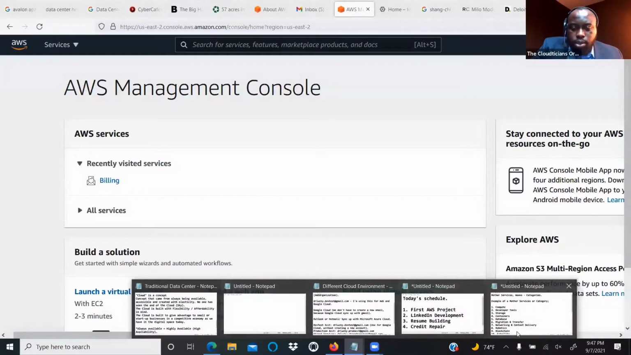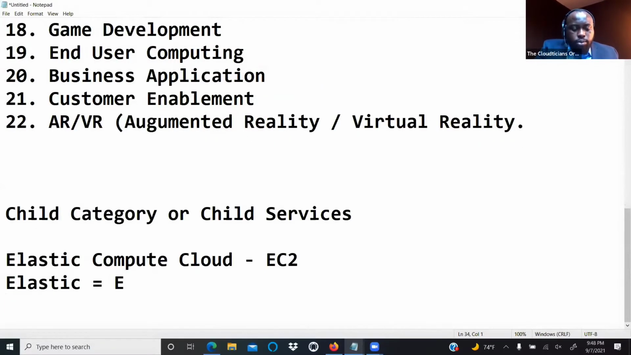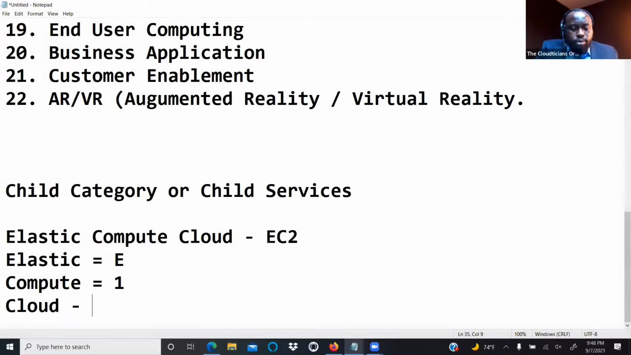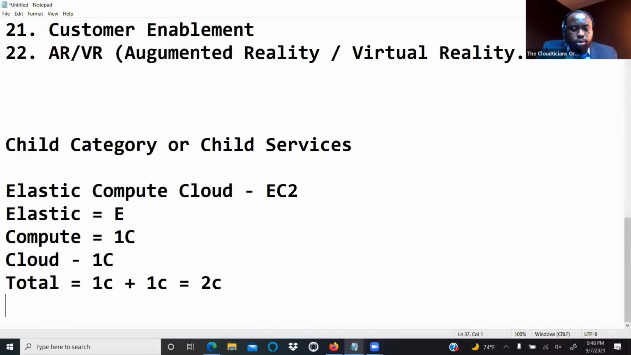let me break it down. What this means is that Elastic equals E, Compute equals C, Cloud equals C. 1C plus 1C equals 2C. So Elastic C2. You understand the math?